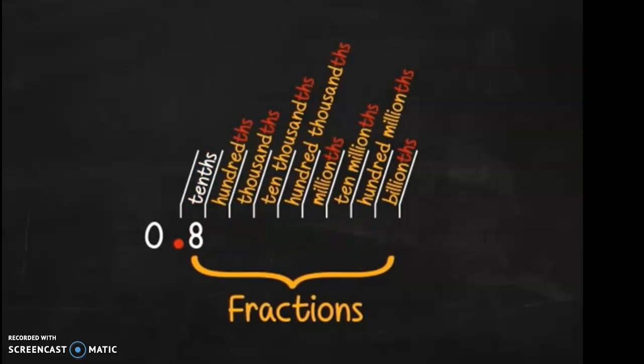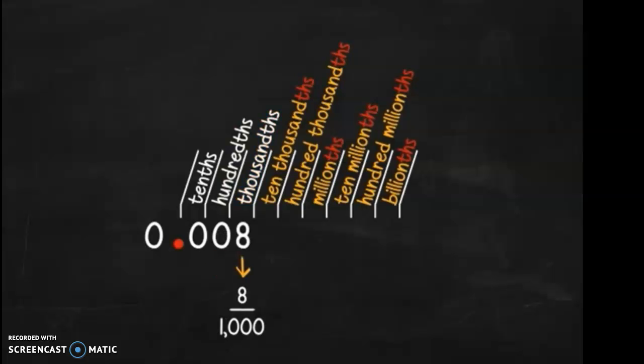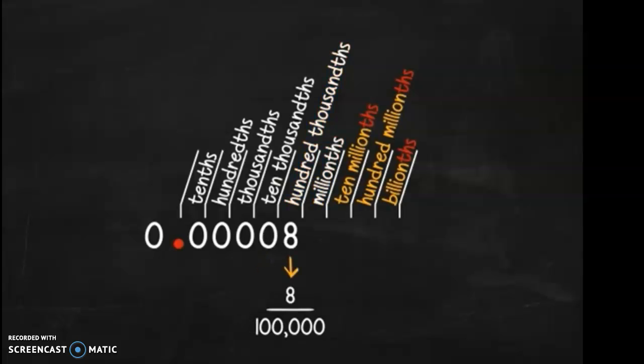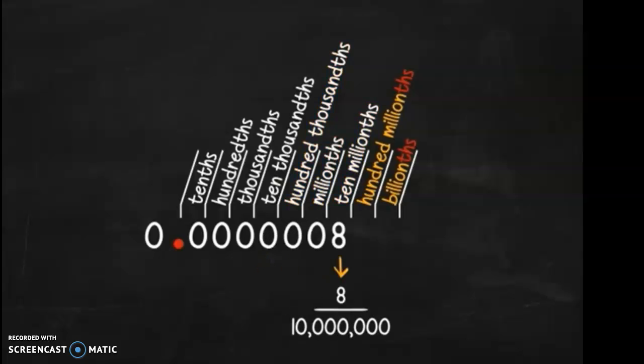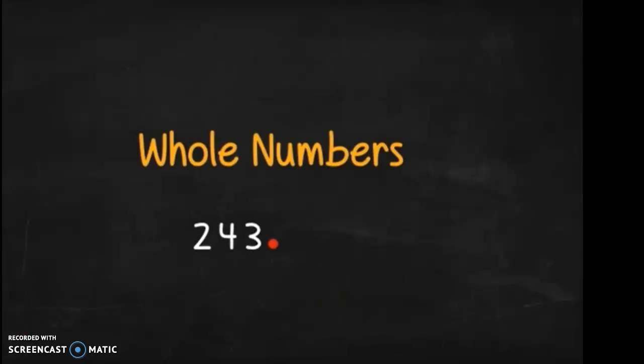These decimal numbers are the same as fractions. 8 tenths can also be written like this. 8 hundredths can look like this. 8 thousandths looks like this. Here you have 8 10,000ths, 8 100,000ths, 8 millionths, 8 10 millionths, 8 100 millionths, 8 billionths, and so on. How do you read a number that has a decimal point? Well, numbers that are bigger than 1, to the left of the decimal point, are called whole numbers.